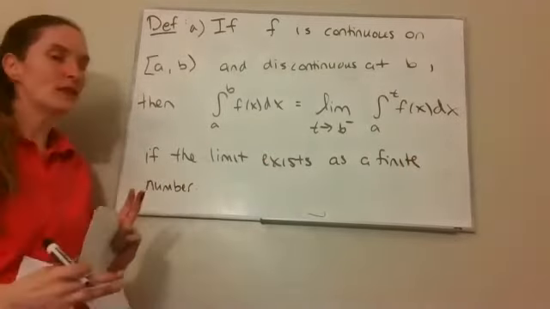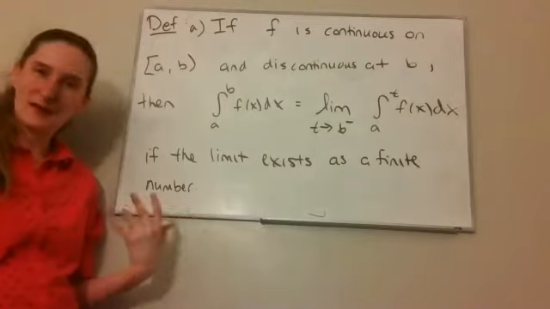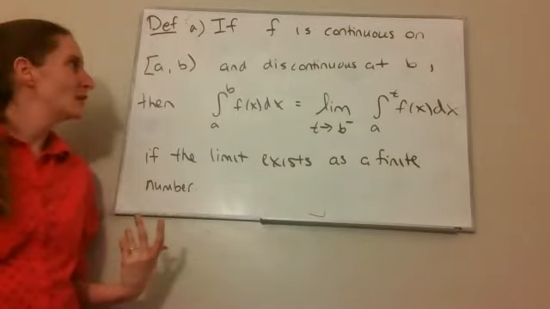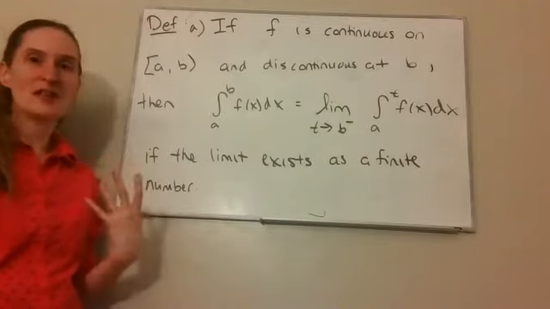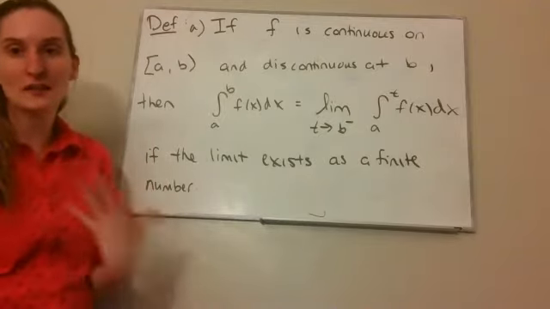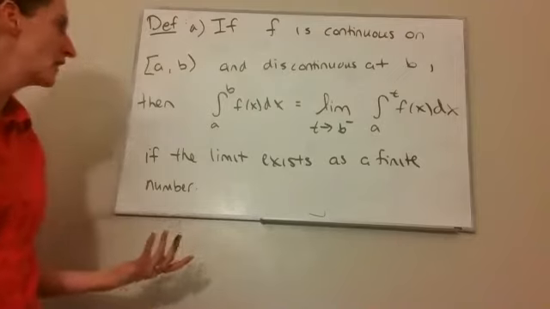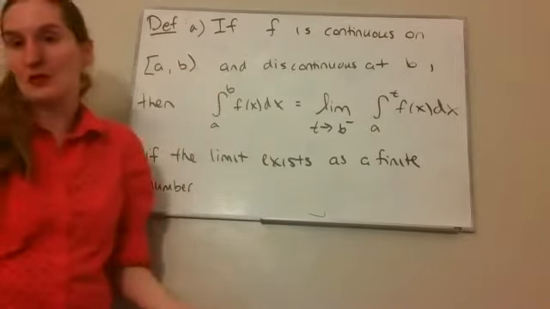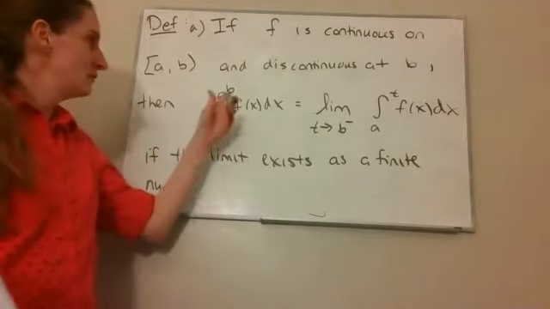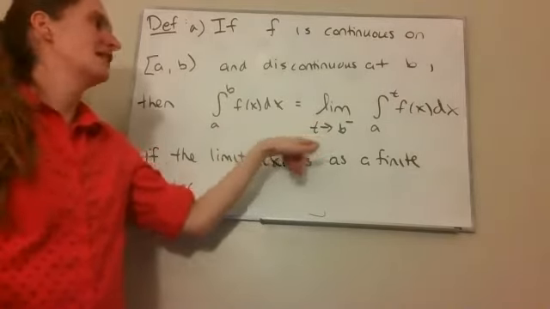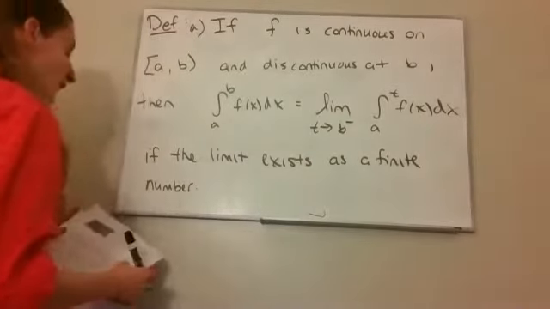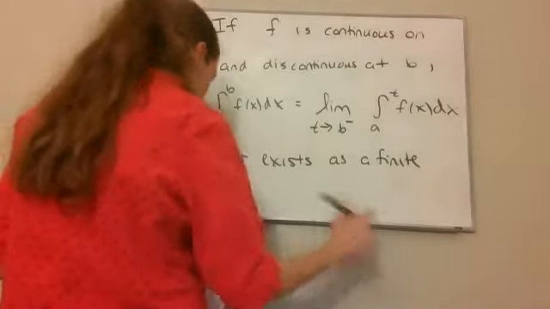So for this first definition, notice that it's very similar to what we did with the infinite bounds of integration, except instead of having an infinite bound of integration, my function is undefined at one of my bounds. I had my function discontinuous at that b, so maybe we're dividing by 0 there. And so we rewrite as a limit to take care of the problem. If that limit exists and it's finite, then we have a convergent integral.